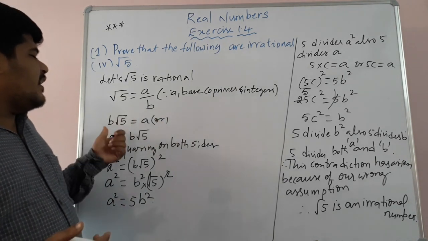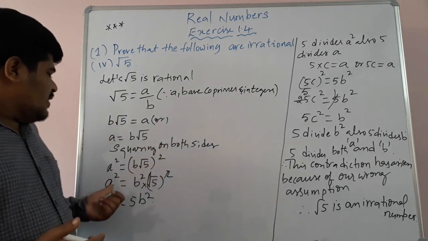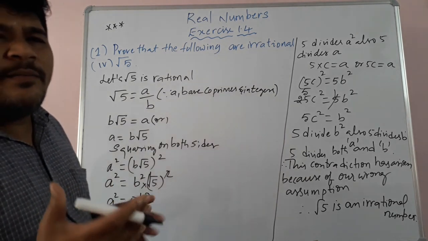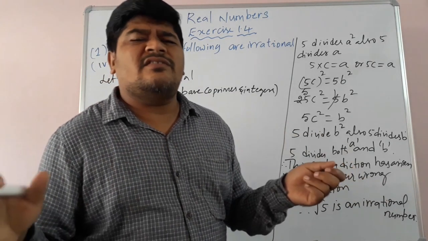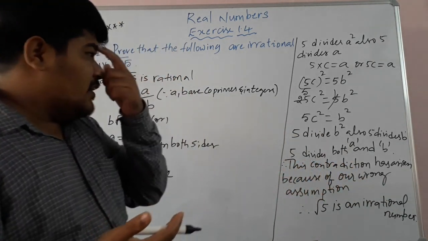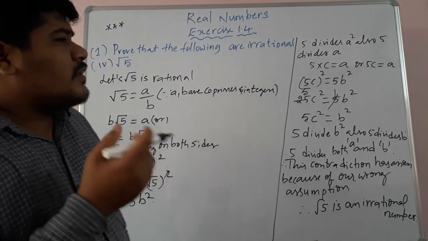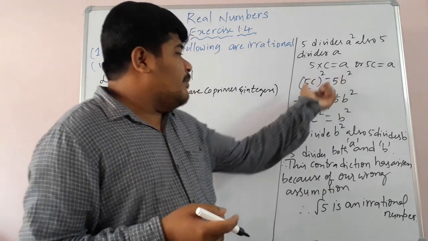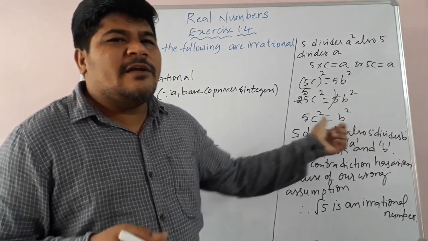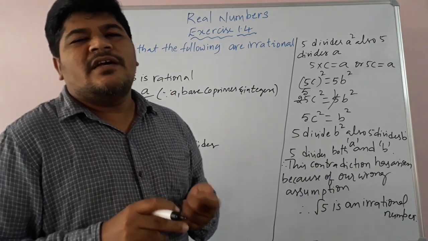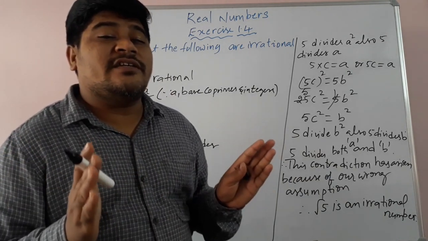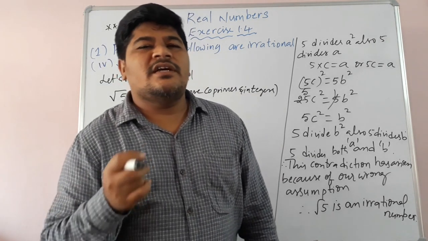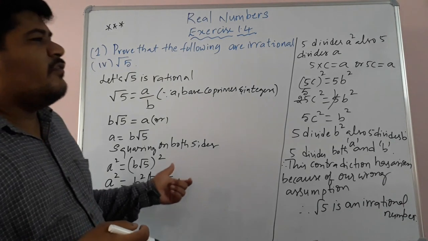Now transpose b to the other side. Squaring on both sides, we got a square is equal to 5b square. It means 5 divides a square. Also 5 divides a. 5 divides a means a is 5 into something. That something is c. Something means some other non-zero number. So 5c is equal to a, children. So replace a with 5c. (5c) whole square is equal to 5b square. Again by solving that we got 5c square is equal to b square. It means 5 divides b square. Also 5 divides b. So 5 is a common factor of a and b. This contradicts the fact a, b are co-primes. So this contradiction has arisen because of our wrong assumption. Therefore root 5 is an irrational number. In this way we will solve this problem.